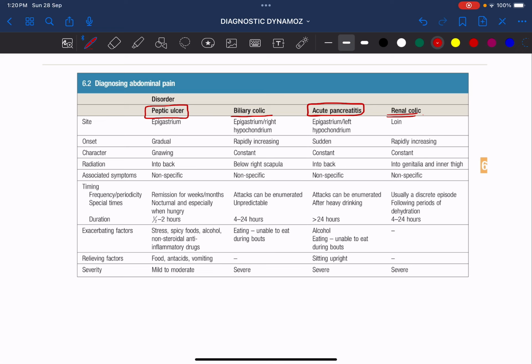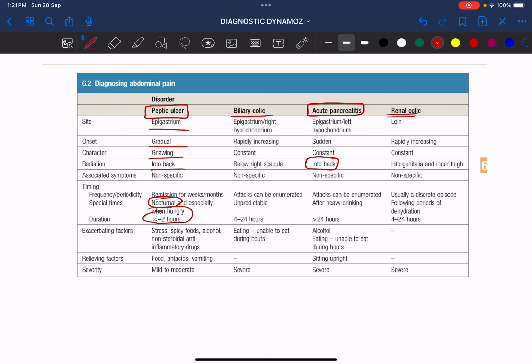So in peptic ulcer, remember, the patient will complain of a characteristic epigastric pain, which is gradual in onset, gnawing in character, and the patient usually says that, sir, there is radiation into the back. But remember, whenever there is radiation into the back, it is more classical of acute pancreatitis. In peptic ulcer, the patient may not always say that the pain is radiating towards the back, and there will be non-specific symptoms associated. This abdominal pain because of the peptic ulcer will be exacerbated, especially during the night or when hungry, and it usually lasts for 30 minutes to 1 hour.